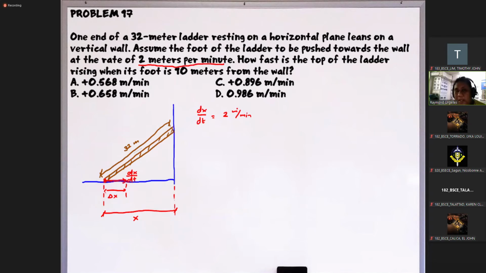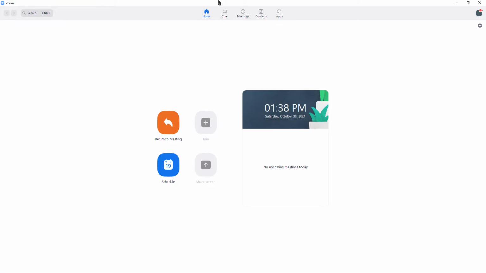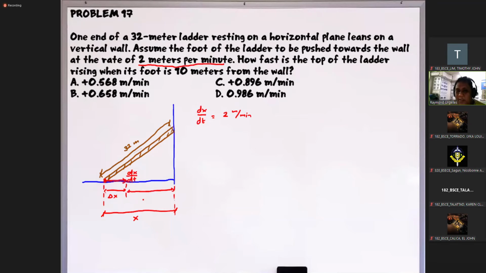But we need to consider the change. Is it increasing or decreasing? We can see here that delta x goes to a position of x that is smaller than its original value. So therefore, our x is decreasing in this case, which means this should be negative. Because it is decreasing. If increasing, positive. If decreasing, negative.